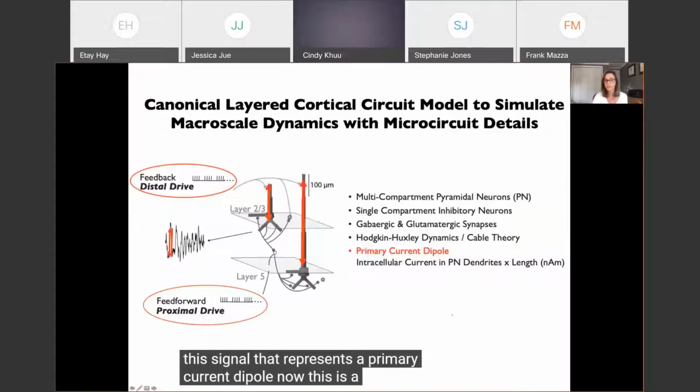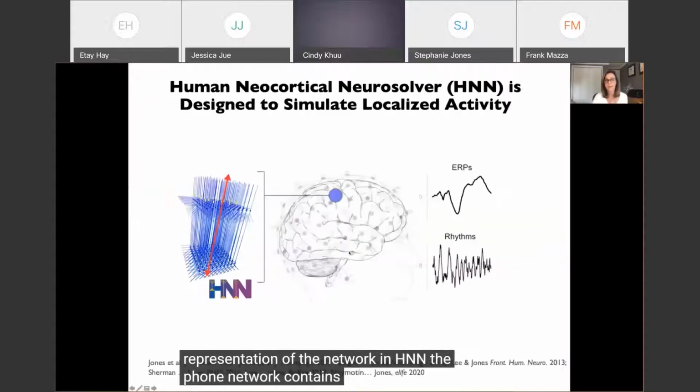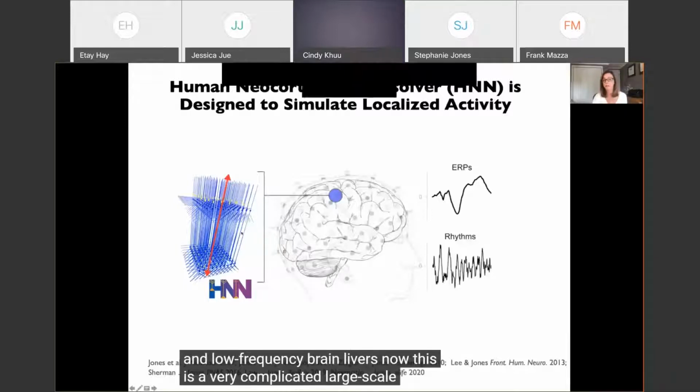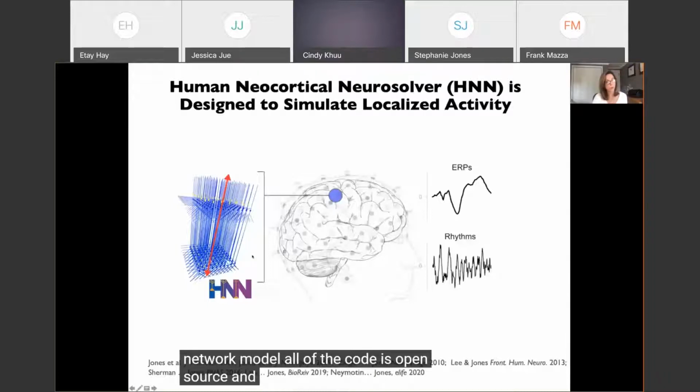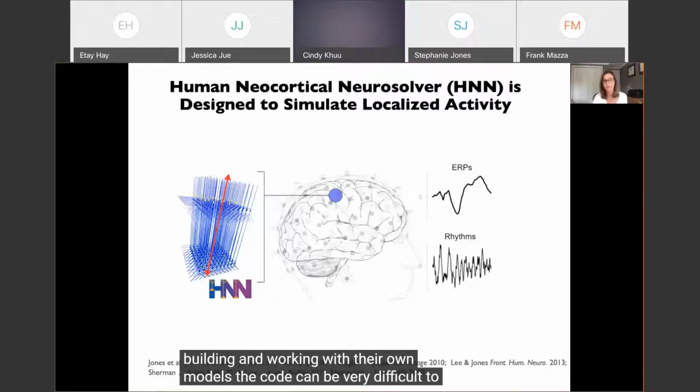Now this is a reduced representation of the network in HNN. The full network contains a scalable number of neurons, and it represents a patch of cortex from a localized brain area. And we've been specifically designing HNN to study some of the most commonly measured signals, including ERPs and low-frequency brain waves. Now, this is a very complicated large-scale network model. All of the code is open source and it's available on GitHub. However, if you don't have experience building and working with neural models, the code can be very difficult to understand.